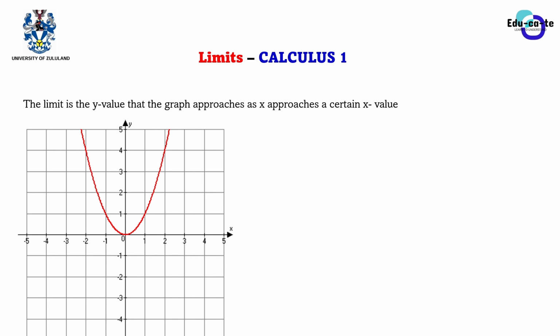Listen to this statement carefully with your utmost attention. The limit is the y value. So a limit must be a y value that a graph approaches. The graph is the function in this context as x approaches a certain x value.